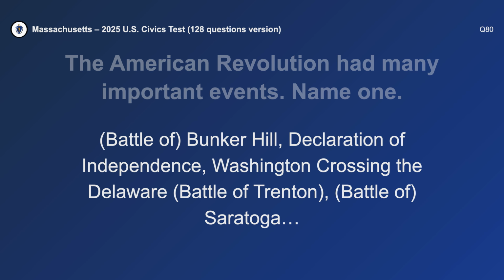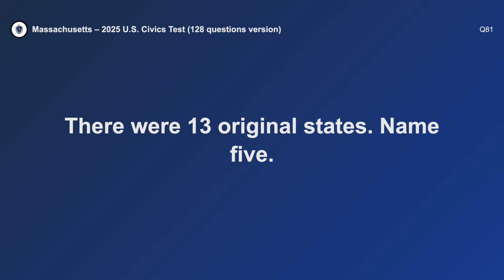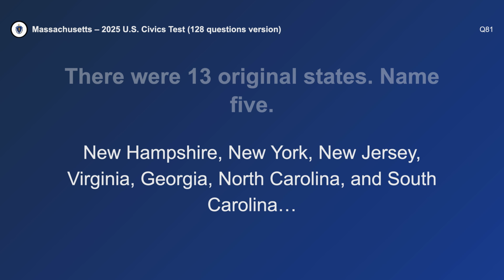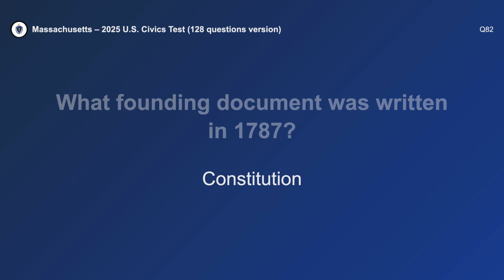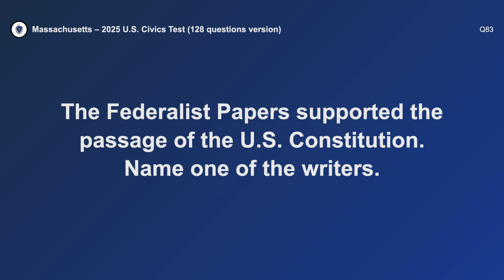Declaration of Independence. There were 13 original states. Name 5. New Hampshire, New York, New Jersey, North Carolina, and South Carolina. What founding document was written in 1787? Constitution. The Federalist Papers supported the passage of the United States Constitution.